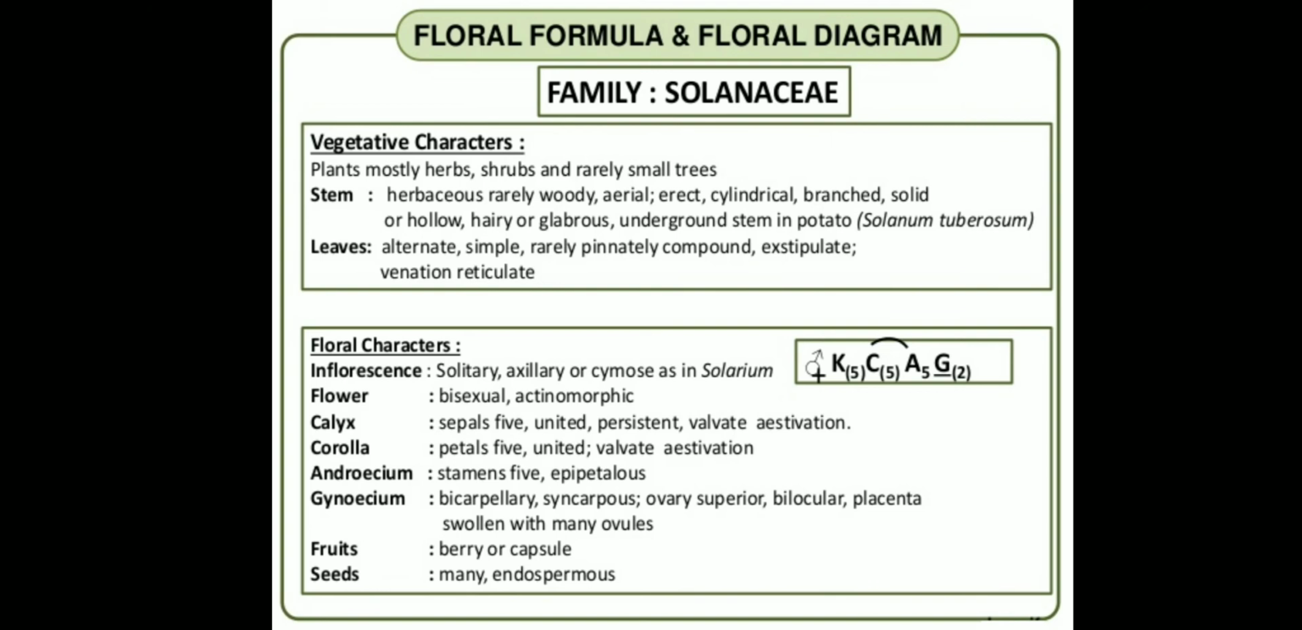Gynoecium is bicarpellary, syncarpous, ovary is superior, bilocular, placenta swollen with many ovules. Okay, and fruits are berry or capsule, and they have many seeds, which are endospermous. Okay, you can also see the floral formula written over there.